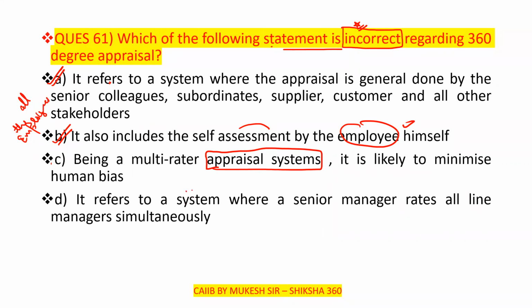Fourth one refers to a system where a senior manager rates all line managers simultaneously. So this one is wrong here. Option number D is the answer here.